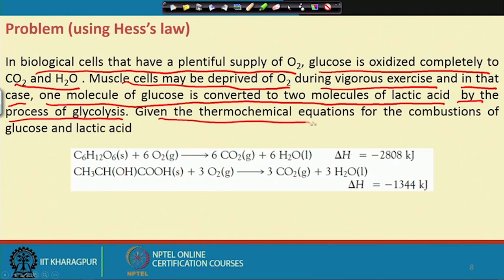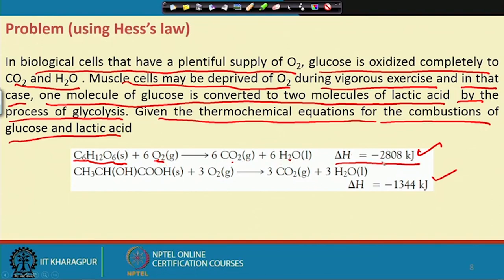The thermodynamic equations for the combustion of glucose and lactic acid are given here. Here I can see glucose in the presence of oxygen produces carbon dioxide and water, and the change of enthalpy is 2808 kilojoules. Now when lactic acid burns in the presence of oxygen, it also produces carbon dioxide and water, and the change of enthalpy is 1344 kilojoules.